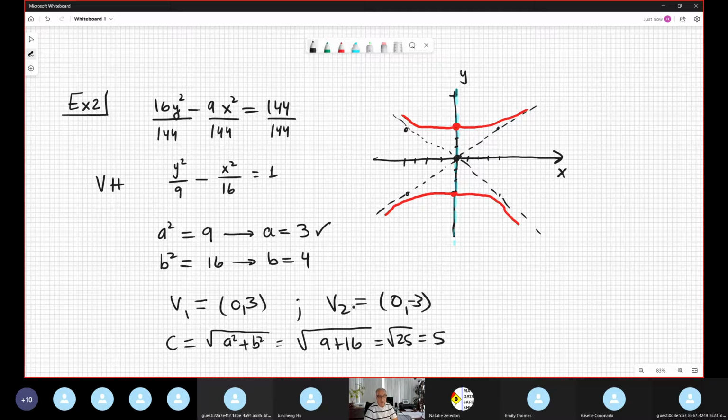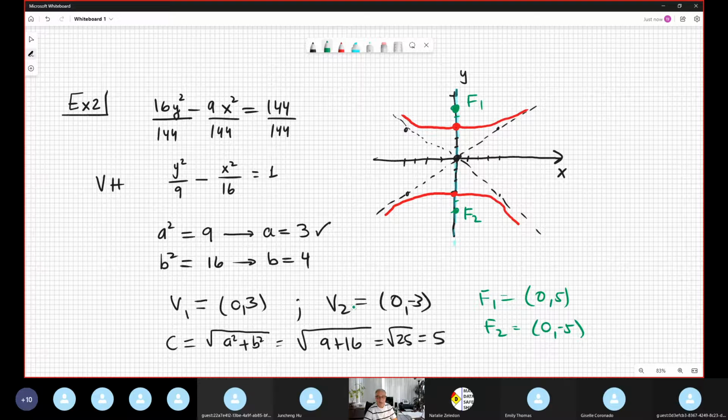Okay, cool, it's easy, no irrational number, it's nice. So my focus is located on the transversal axis, and the focal distance is 5. 1, 2, 3, 4, and 5. Here is the focus. Focus 1 and focus 2 are at 5. So the foci are located at (0, 5) and (0, -5).